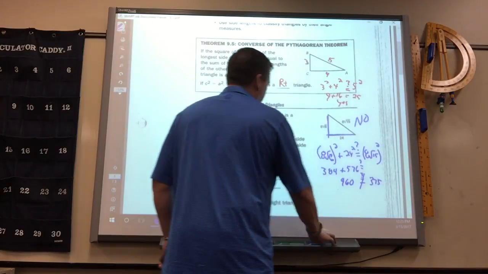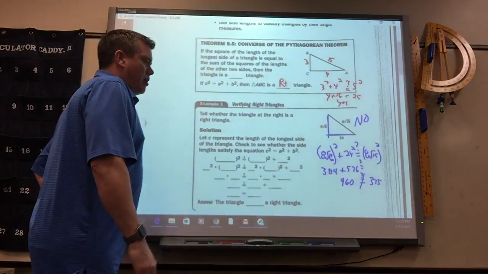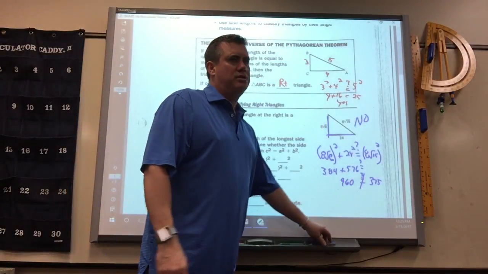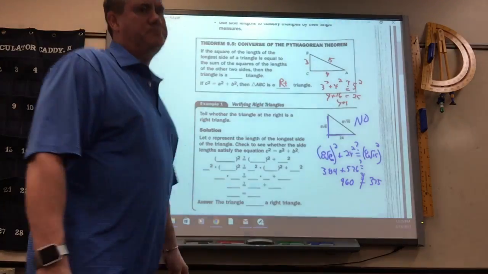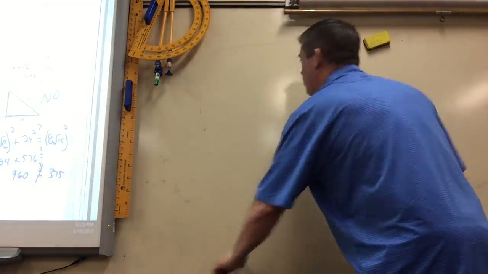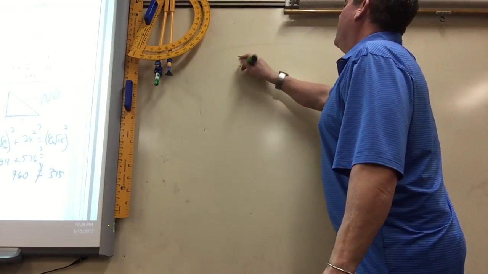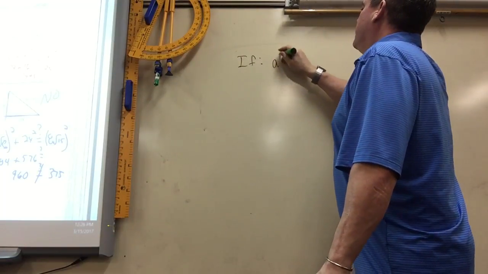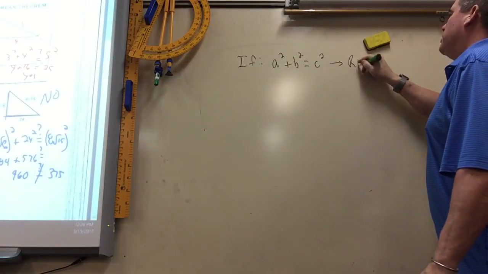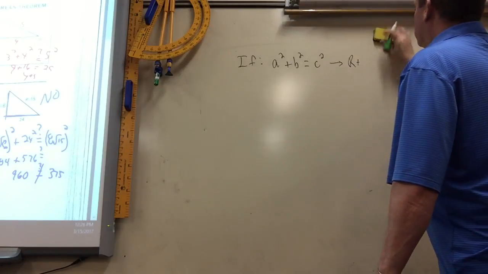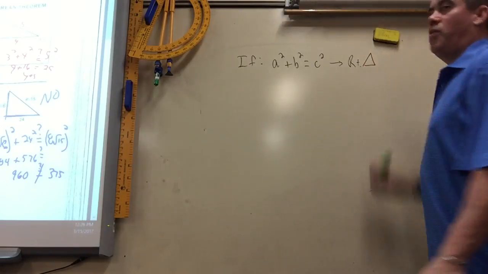Because they're not equal. Now, before we go on, you're not only going to have to say whether things are right, you got to say whether they're acute or obtuse also. So I'll put those up on the board and then you can have them for the assignment. So, if a squared plus b squared equals c squared, it is a right triangle. Okay?